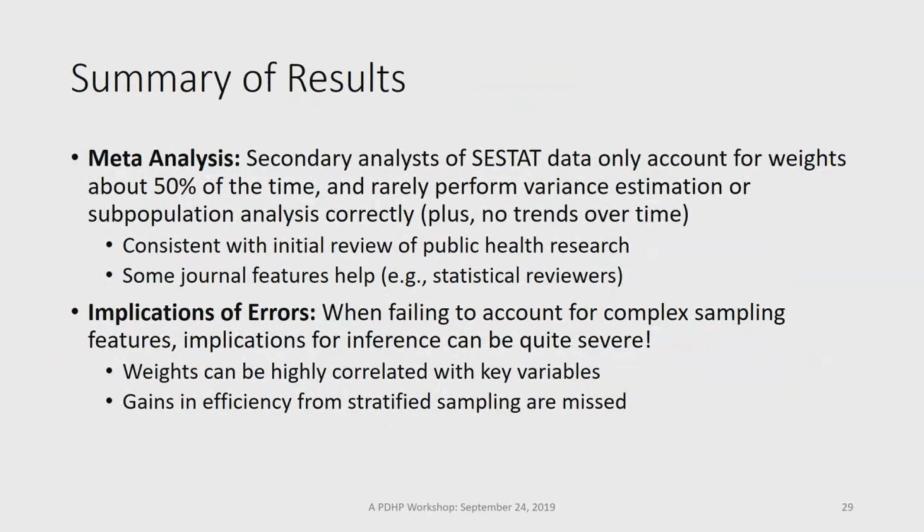And again, implication-wise, failing to account for these features can lead to some very severe problems with what you're computing. And again, the common theme is that all of these problems arose when the weights were highly correlated with your key variables. So very important to evaluate that before you get started with the larger analysis. And if people fail to account for the stratification, there are gains in efficiency that can be missed by failing to account for that when you're estimating your standard errors.